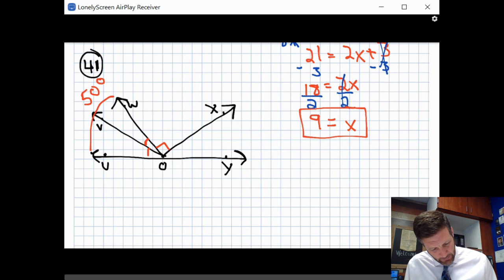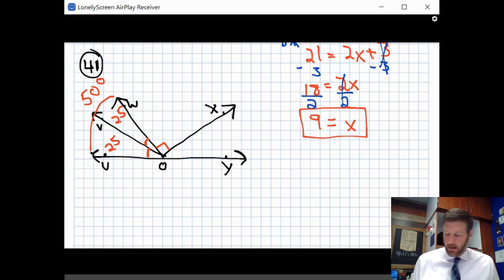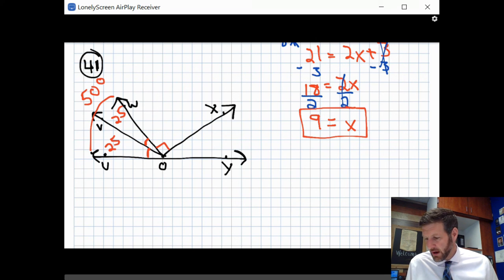So I'm going to put these little marks to show that this angle is congruent to this angle. Because then that's a clue. If the whole thing is 50 and these have been cut evenly in half, I know that these smaller angles are each 25. Okay, because that's what bisect means. So what are we looking for? We are looking for VOY. So VOY. We're looking for this angle right here.